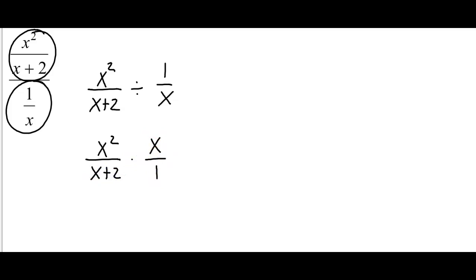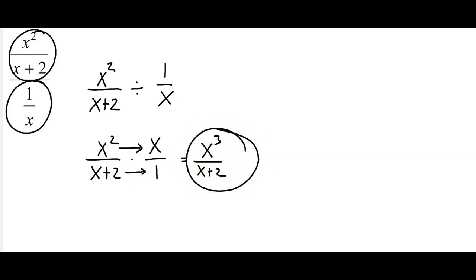At this point, if you can cancel anything out, go ahead, but we can't. On the bottom, we have an x plus 2, but there's no x plus 2's on the top. And this is a 1. That's not going to cancel anything either. But if you can, do reduce. But from here, we'll go ahead and simplify. We multiply the tops together. X squared times x is equal to x cubed. And then x plus 2 times 1 is just going to be x plus 2. So there's our final answer there.